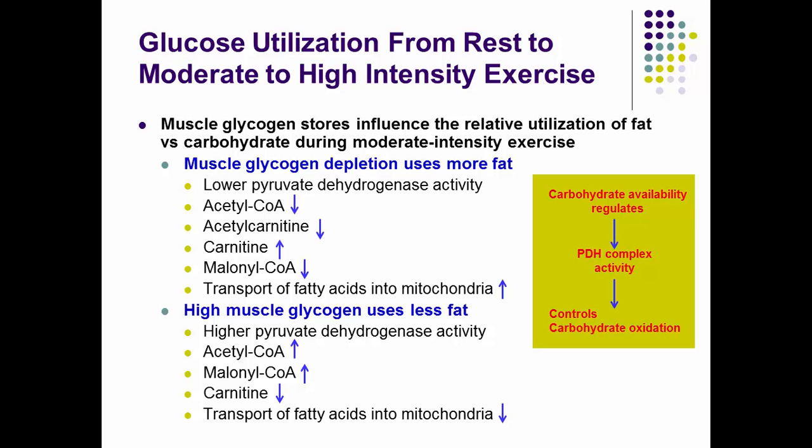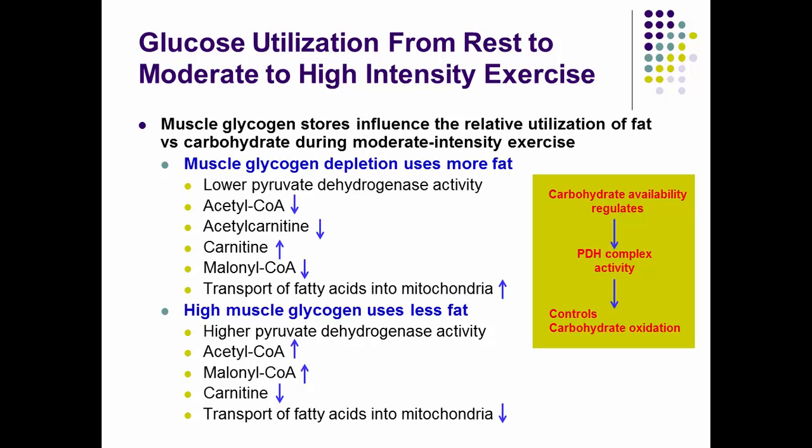I guess maybe I will just finish this slide and then we'll take a break. So muscle glycogen store, as I mentioned, can influence the utilization of fat versus carbohydrate during moderate, particularly high intensity exercise. Remember I mentioned that during high intensity exercise, our body's ability to utilize fatty acids actually decreases, right? So how much muscle glycogen store we have can influence the utilization of fat versus carbohydrate.